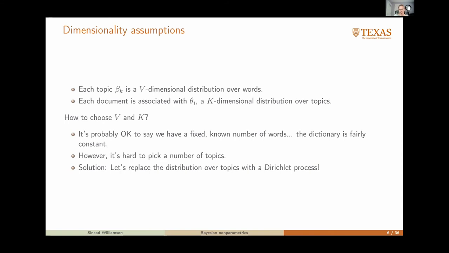But it's harder to pick the number of topics. Right? We can't just look at a dictionary. We maybe have a fixed number of words, but there are effectively boundless ways we can combine those. And it seems artificial to put a limit on the number of topics that we can get with those words. So this seems a really good candidate for the Dirichlet process. Right? We don't know how many topics there are going to be. And it seems unreasonable to assume that in some finite corpus of documents, we've seen all possible topics of discussion.